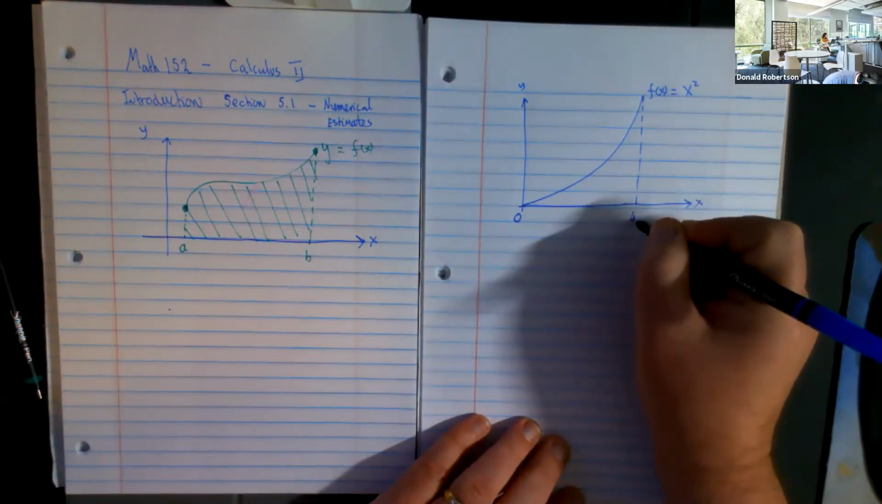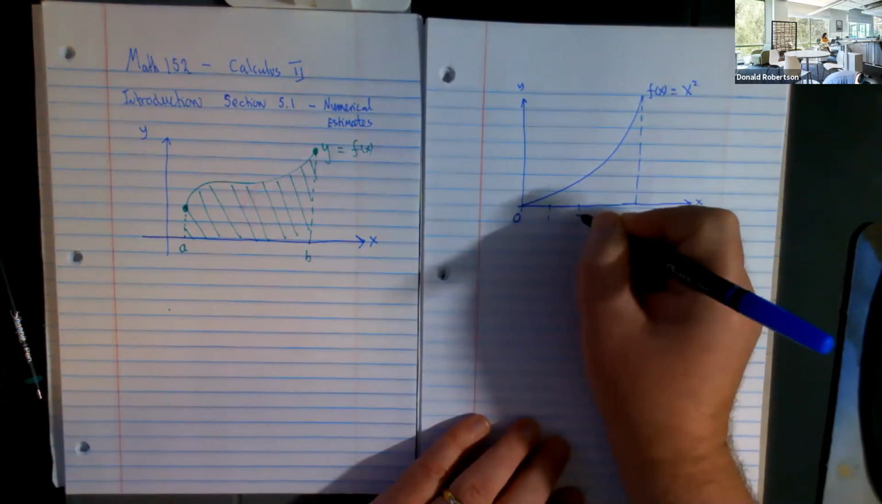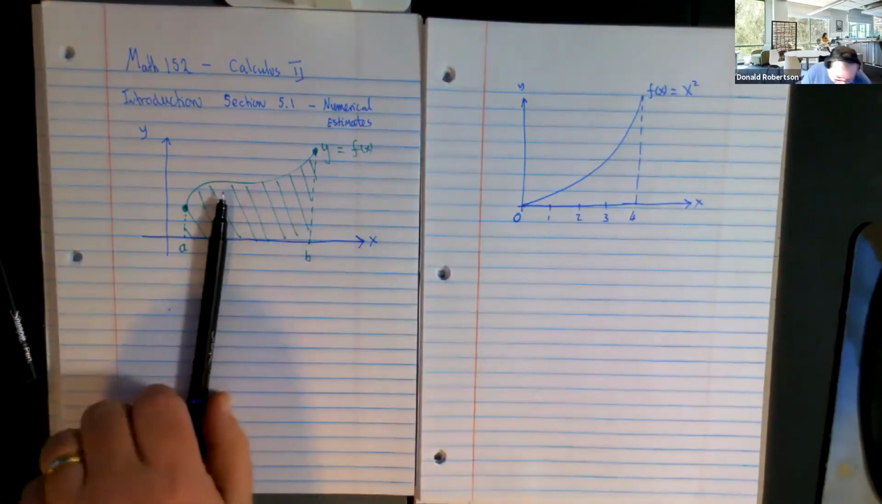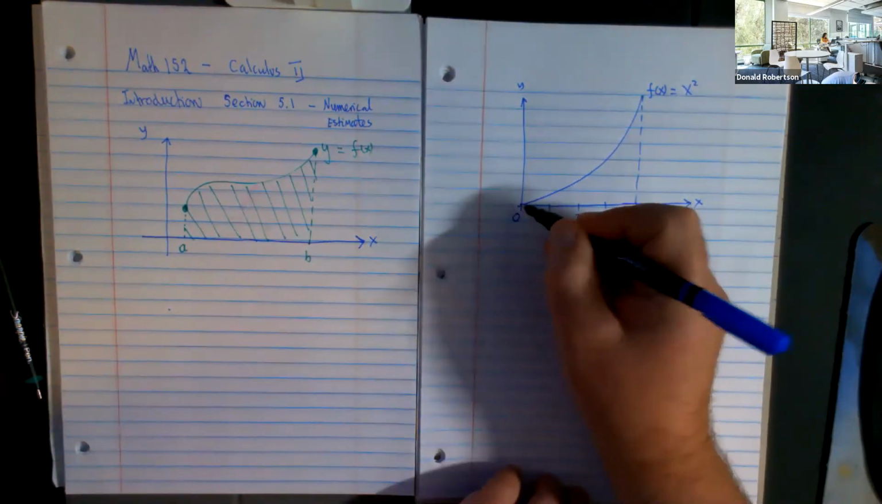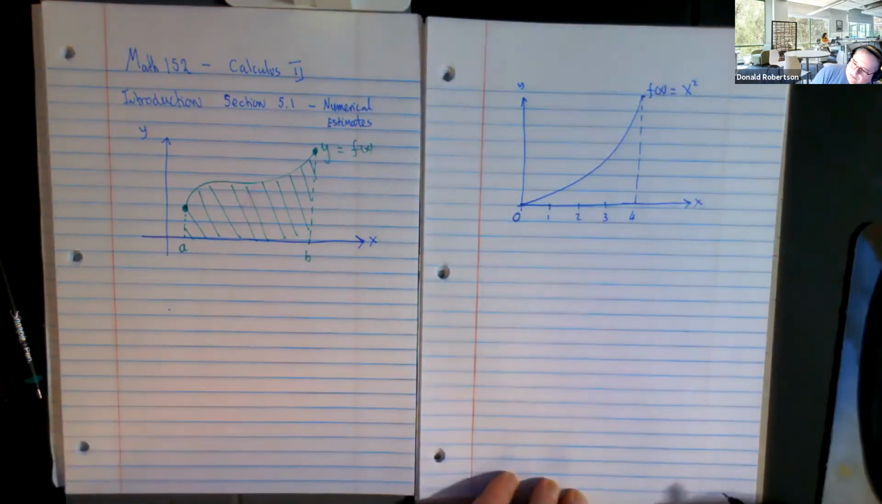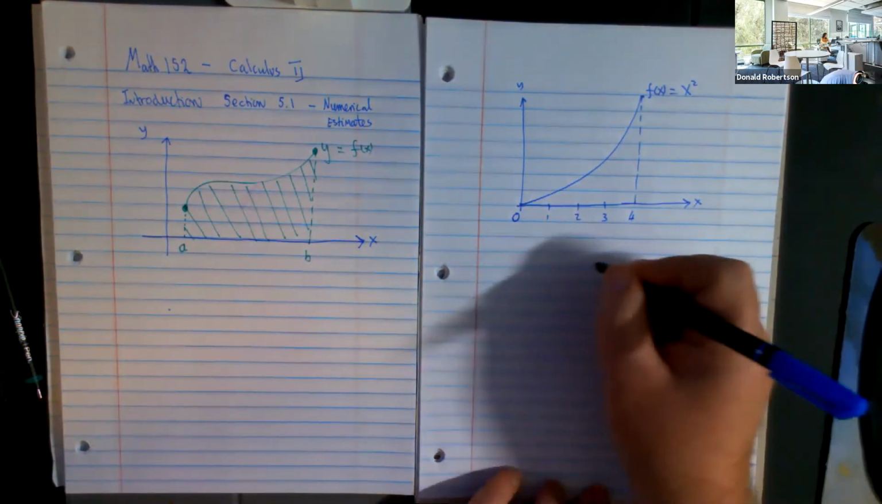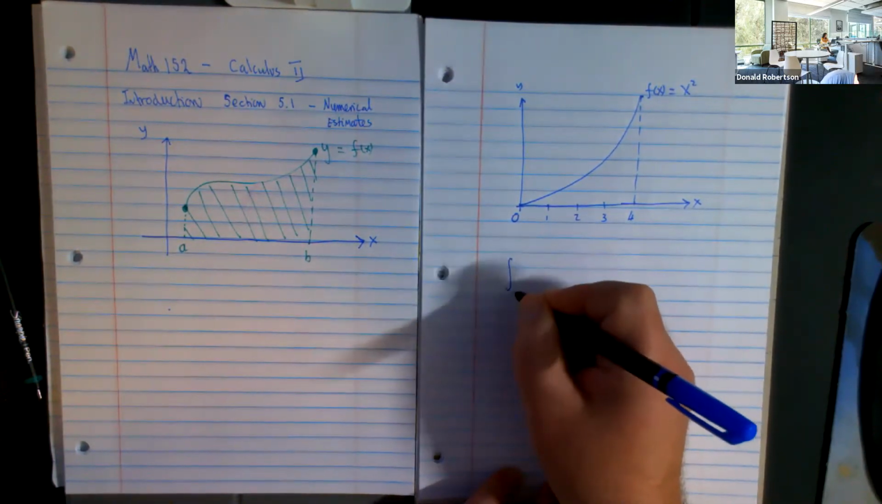That's going to be 4. So it's going to go 1, 2, 3, 4. And I want to find the area from 0 to 4. And we have a nice little notation for that. We use that symbol.